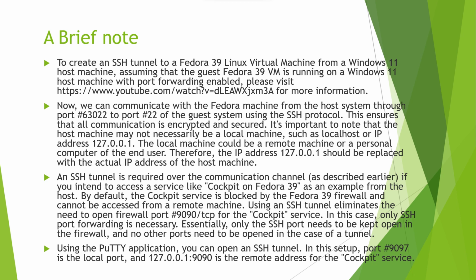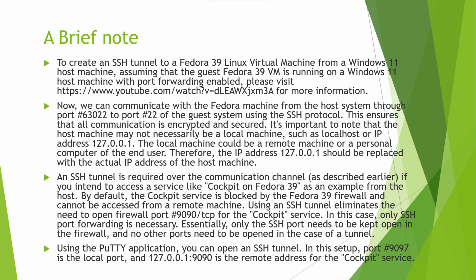To create an SSH tunnel to a Fedora 39 Linux virtual machine from a Windows 11 host machine, assuming that the guest Fedora 39 VM is running on a Windows 11 host machine with port forwarding enabled, please visit https://www.youtube.com/watch?v=dleawxjxm3a for more information. Now, we can communicate with the Fedora machine from the host system through port number 63022 to port number 22 of the guest system using the SSH protocol. This ensures that all communication is encrypted and secured.